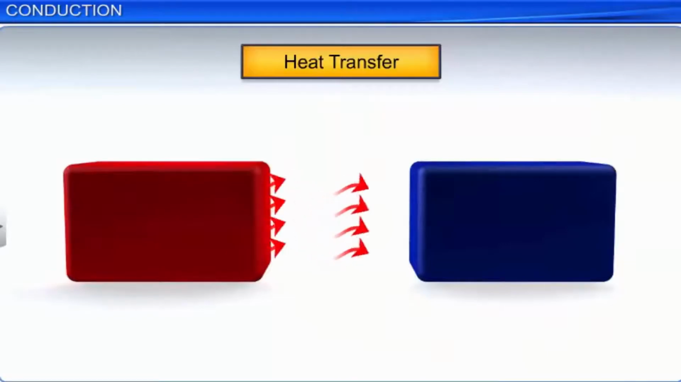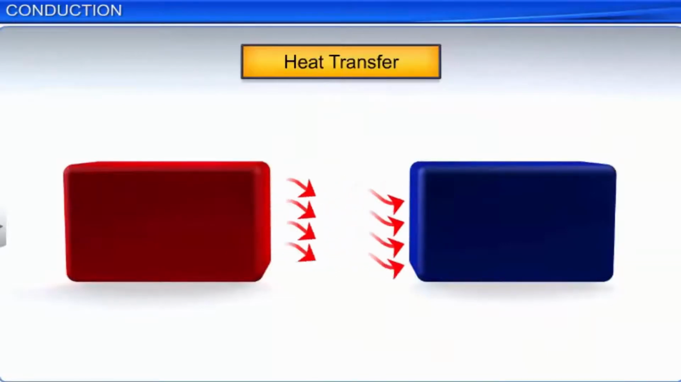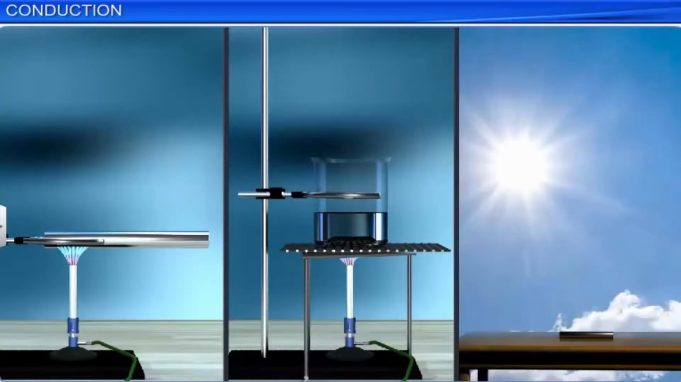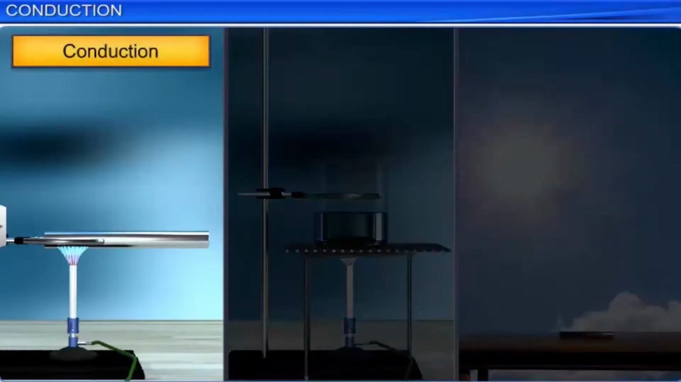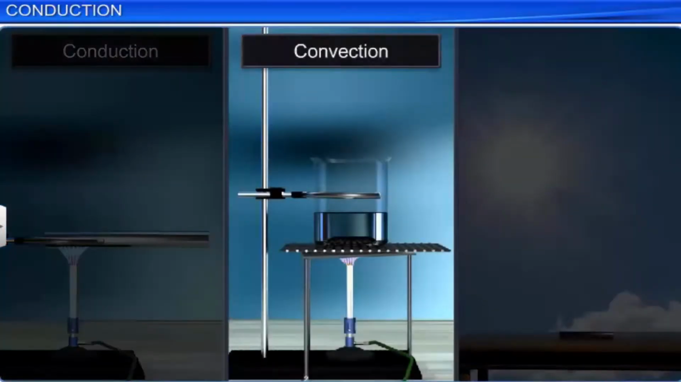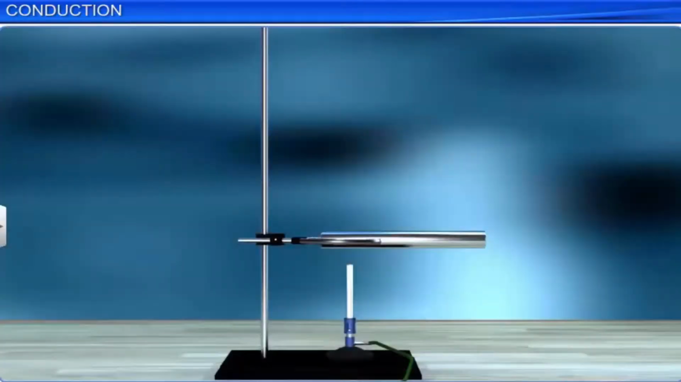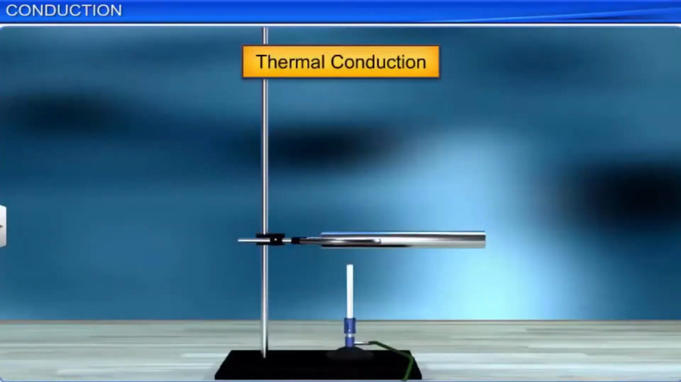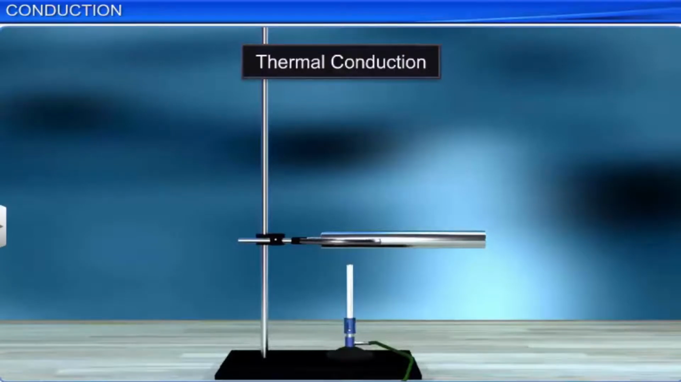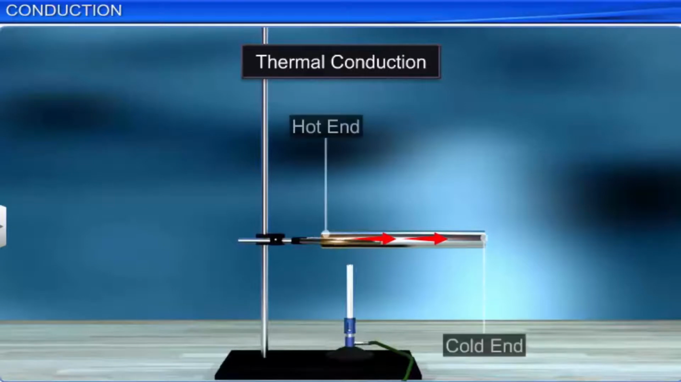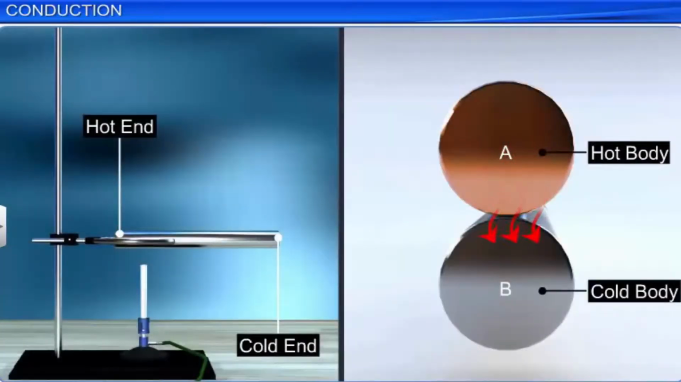Transfer of heat takes place in 3 different modes. They are thermal conduction, convection, and radiation. First, let us learn about thermal conduction. Thermal conduction is a mechanism of heat transfer between 2 adjacent parts of a body, or between 2 bodies in thermal contact because of a temperature difference.